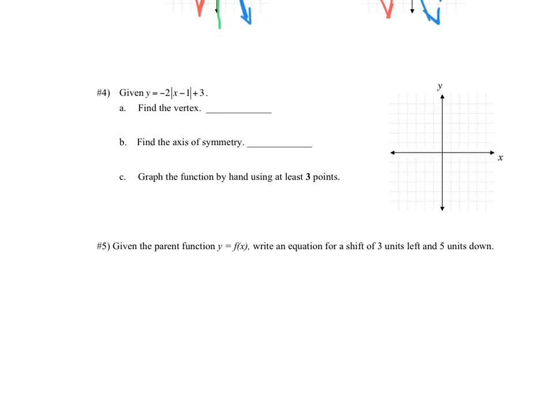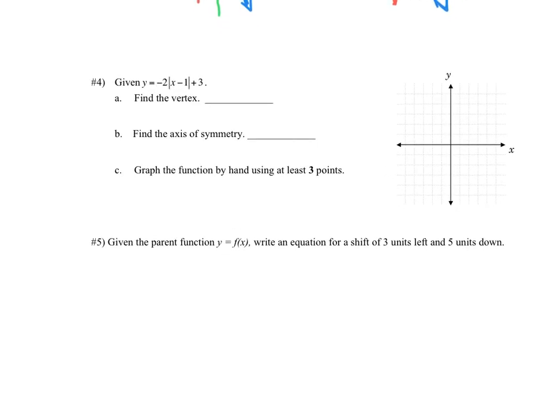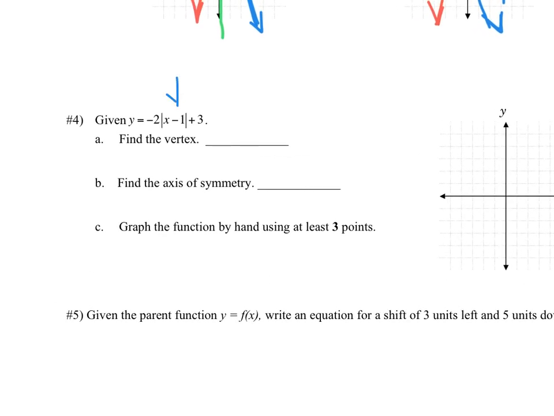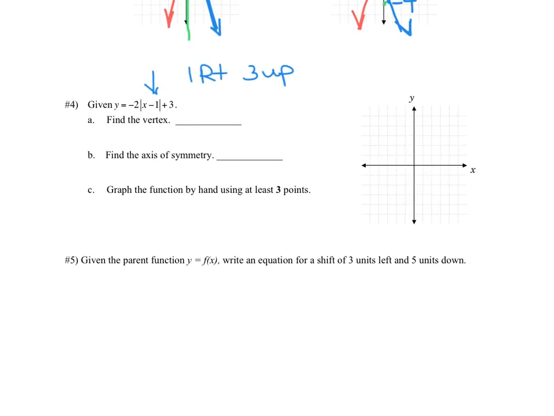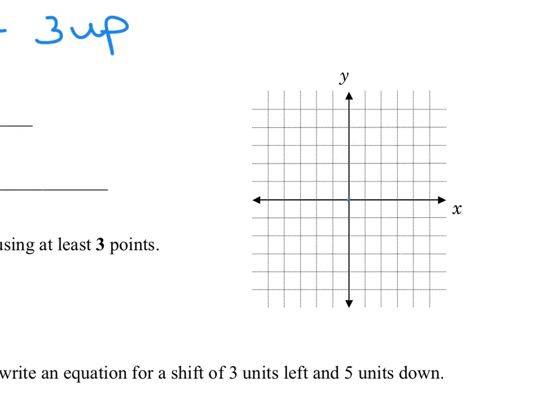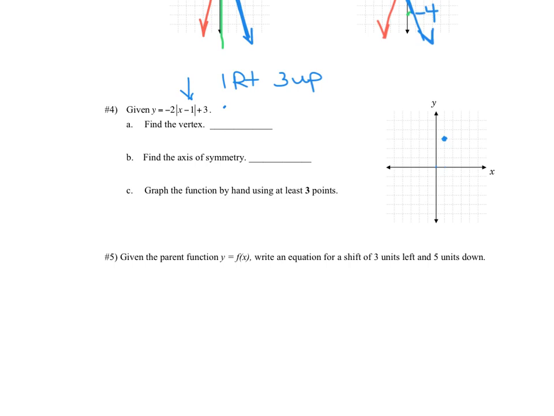Okay, number 4. Here we go. Given y equals negative 2 absolute value of x minus 1, plus 3. So let's do this. Let's shift. We're going to shift 1 to the right and 3 up. Okay, so start at the origin right here. 1 to the right, 2, 3 up. That is your new vertex. Okay, so I would write it over here. My new vertex is at positive 1, positive 3.